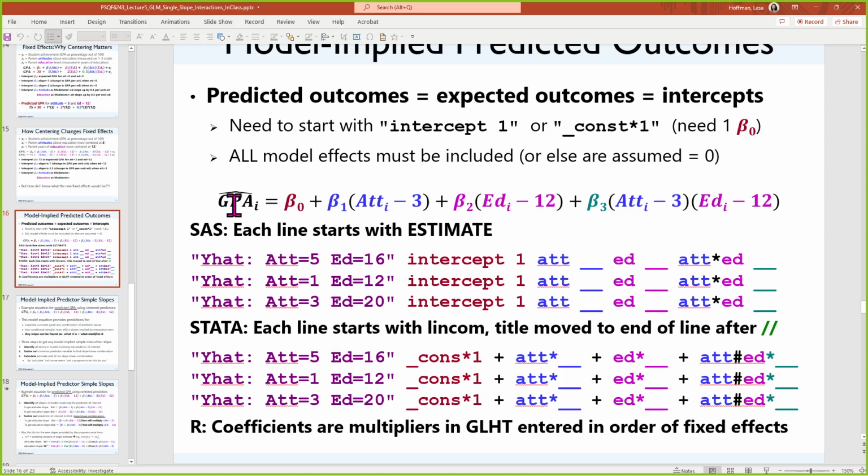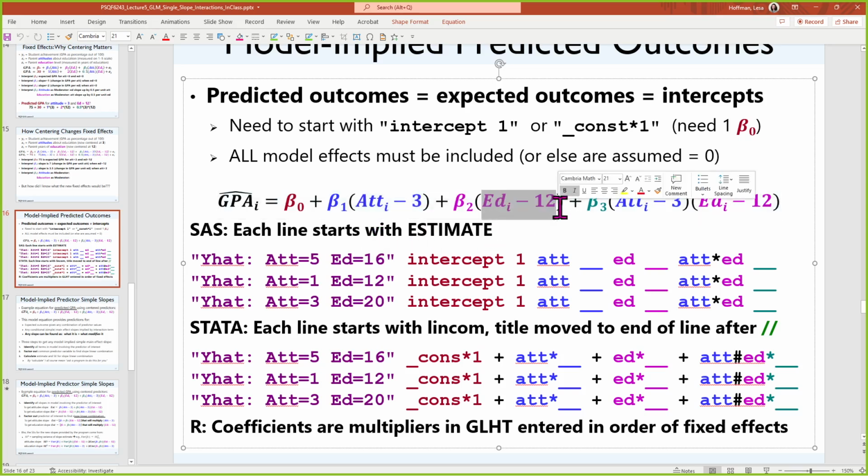Here's my story. Predicted GPA, so this is like my Y hat here. And I am using the centered versions of these variables. So I've centered attitudes, which is on a scale of 1 to 5, at 3. Years of education, I've centered at 12, so the reference is someone who went to high school. And then my interaction term has the centered variables as well. So what we're doing on this slide is practicing how I would ask for a predicted outcome for any level of these predictors.